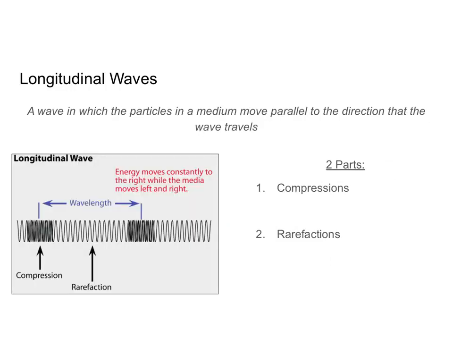So the second type of wave is called a longitudinal wave, and this is also called a compression wave, where particles are compressing close together and then springing apart. This is a wave in which the particles in a medium move parallel to the direction that the wave travels. And if you don't know what this word medium means, in this case, we're going to use it to describe the material, the stuff that this wave is moving through.